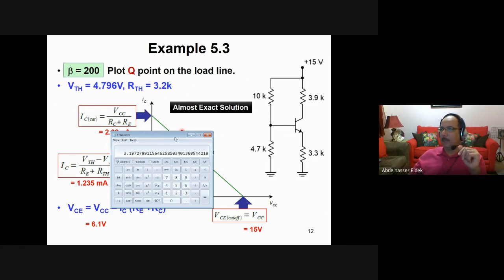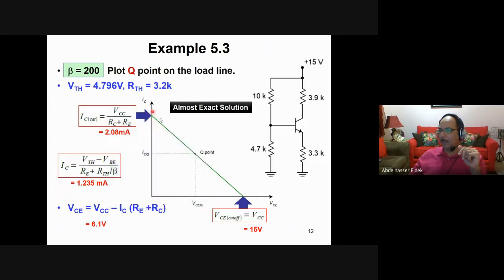Okay, and then we draw the line. This is the load line. Here, the cutoff voltage is VCC, which is 15 volt. This 15 volt. And the saturation current here is VCC, which is 15, divided by the total resistance here, 3.3 plus 3.29, which is 7.2. Okay, so now it is 15 divided by 7.2, that is 2.08 milliampere. So this is the saturation current.